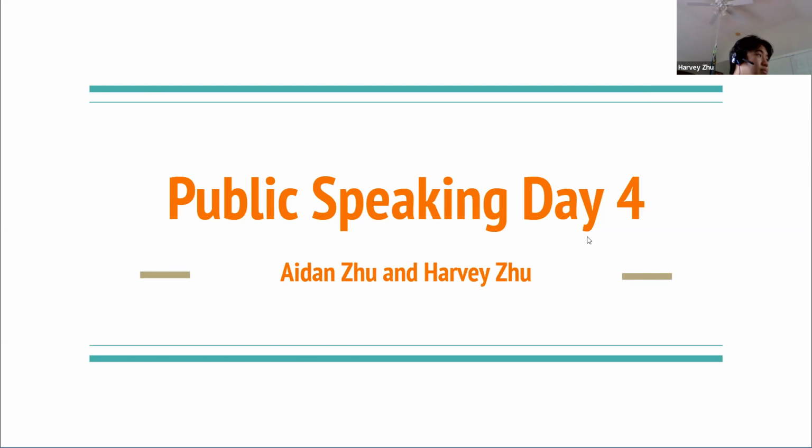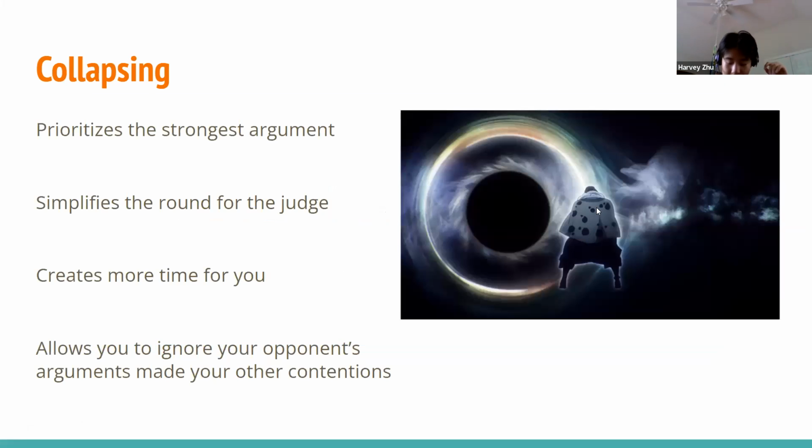Okay, so collapsing is basically a way to prioritize the strongest argument. In my experience, there's typically three ways you define strongest argument. One is the one that you feel you can persuade your judge the best. So whether or not that's something you feel strongly about, then you can prioritize that argument.